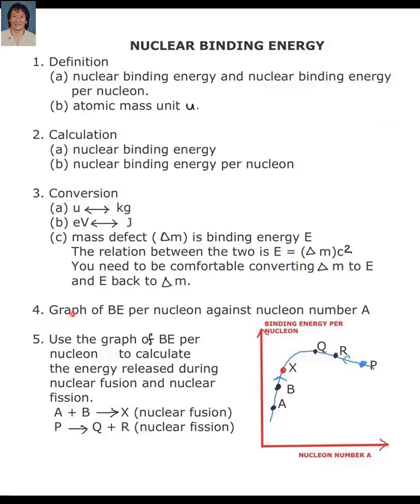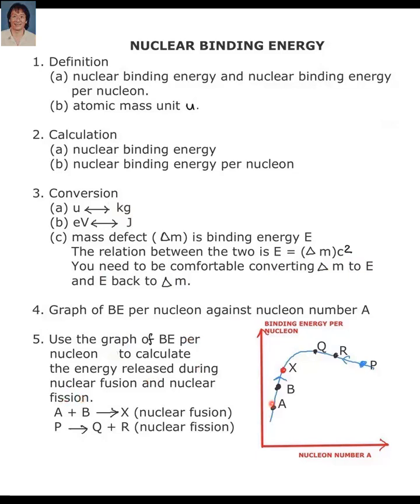Then you must know the graph of binding energy per nucleon against nucleon number. This is a graph. The graph goes up and then comes down. Then you must be able to use the graph of binding energy per nucleon to calculate the energy released during nuclear fusion and nuclear fission.